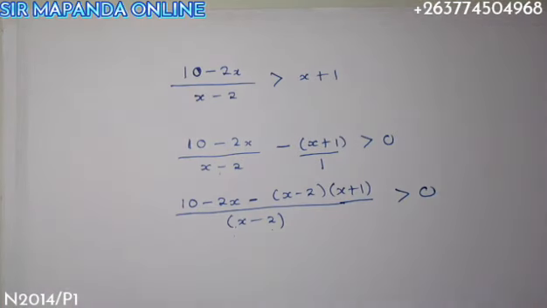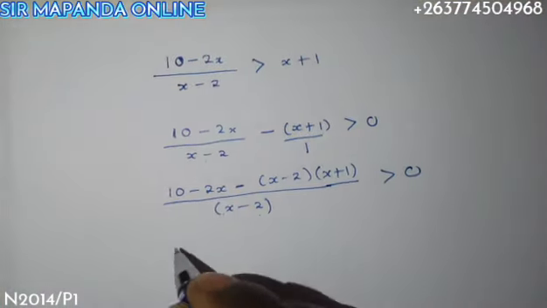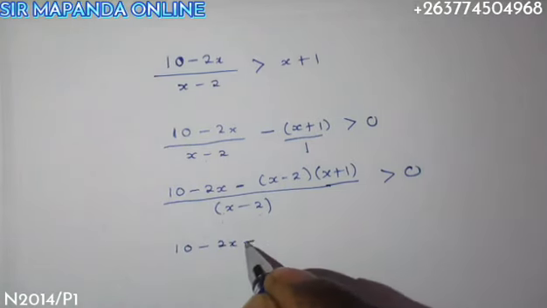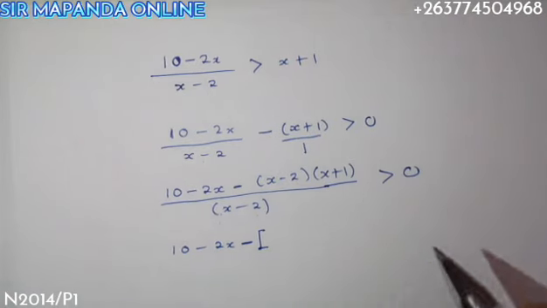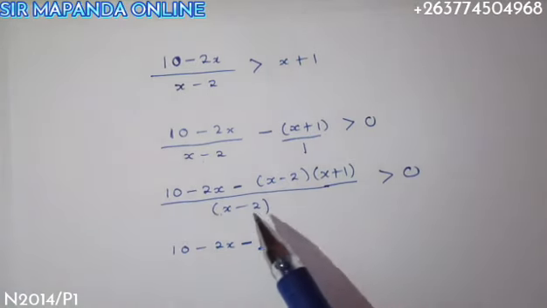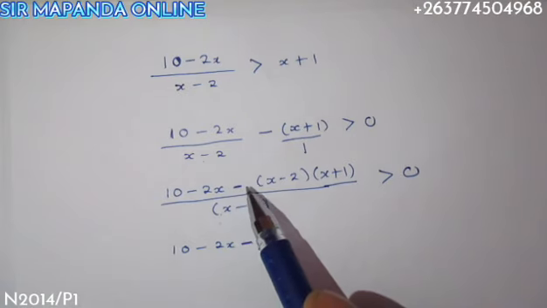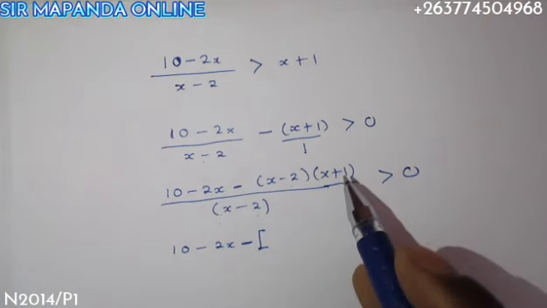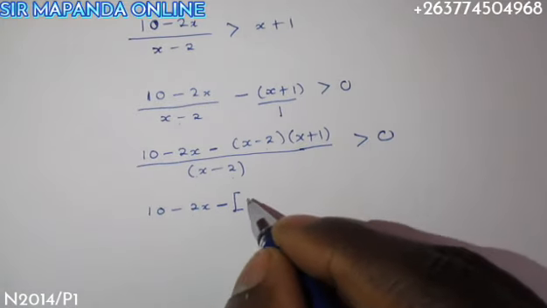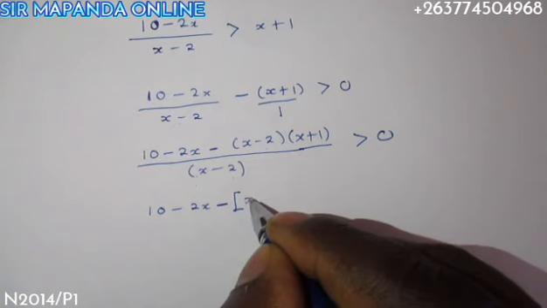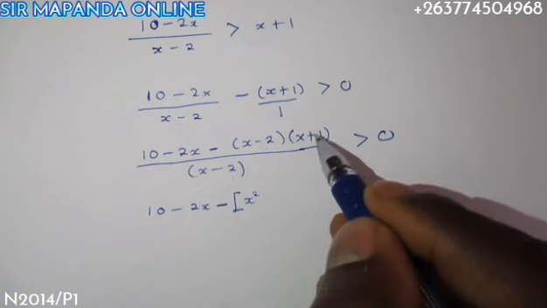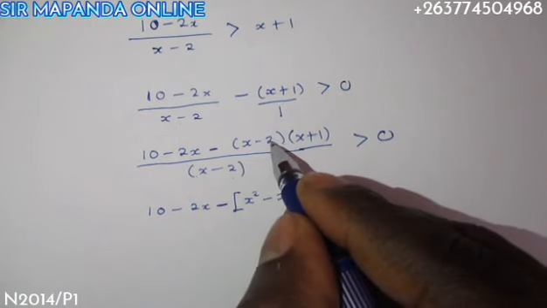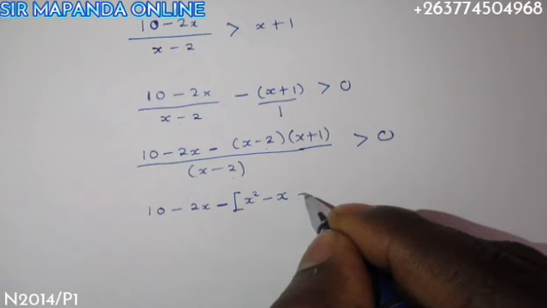Right. So we now want to expand on our numerator. You get 10 minus 2x. Be very careful. On this one, you must put a big bracket. Why? Because this negative sign is going to multiply all the terms that are going to come out when you multiply x minus 2 and x plus 1. Right, so here you get x squared minus 2 plus 1, it's minus 1. So the middle term is minus x. Then minus 2 times 1, you get minus 2.